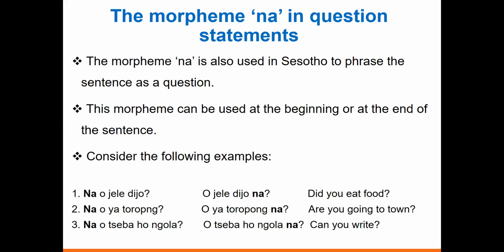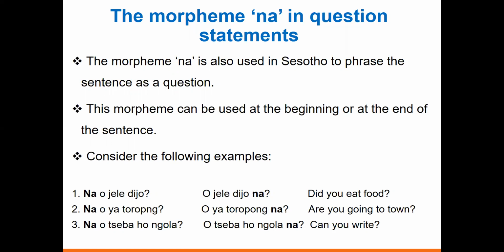Then another way of expressing statements as question statements in Sesotho is to use the morpheme na. It can be used at the beginning or at the end of the sentence. For instance, na o jele dijo. O jele dijo na. And in the English translation, did you eat food? Na o ya tropong. O ya tropong na.